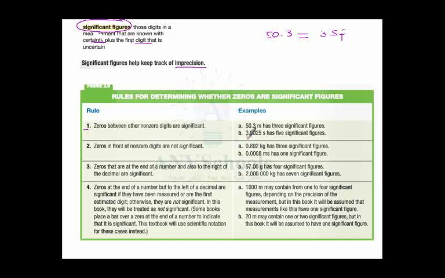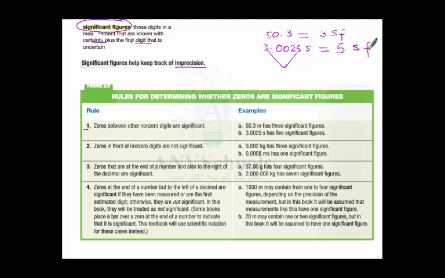Let's take the second example, 3.0025 seconds. Now these zeros are sandwiched, or they are found between two numbers. So in this case, they are counted. They are significant. So we have 1, 2, 3, 4, 5. We have 5 significant figures or significant digits.